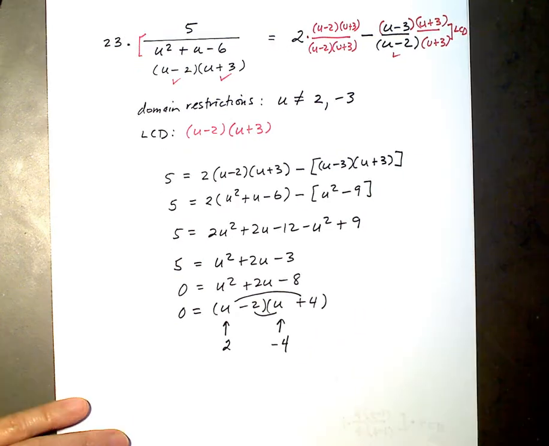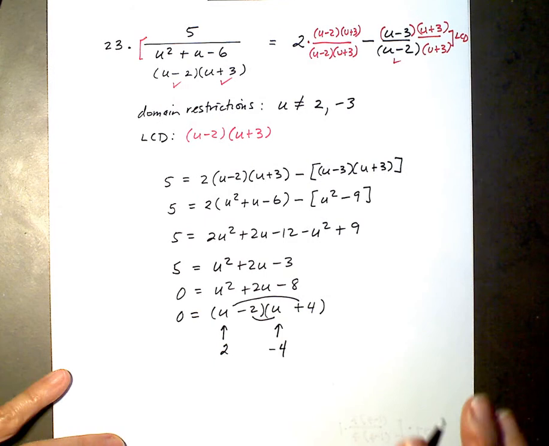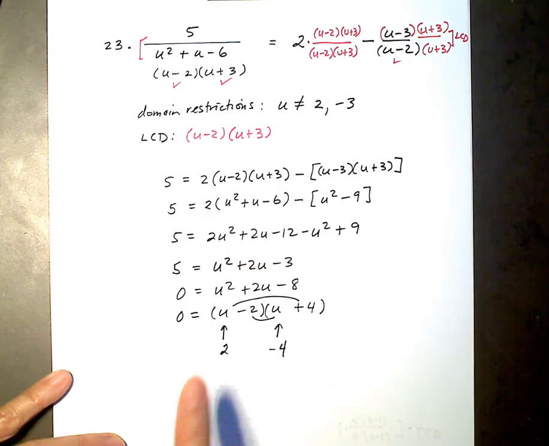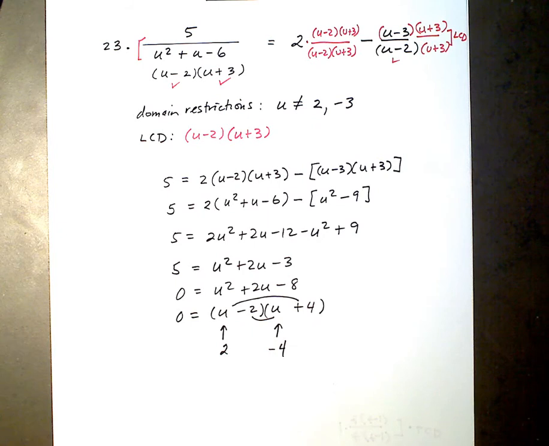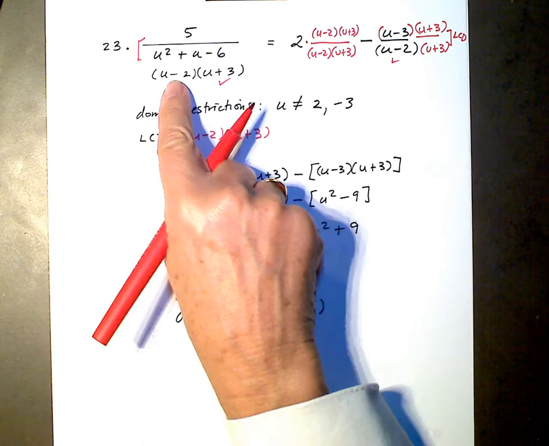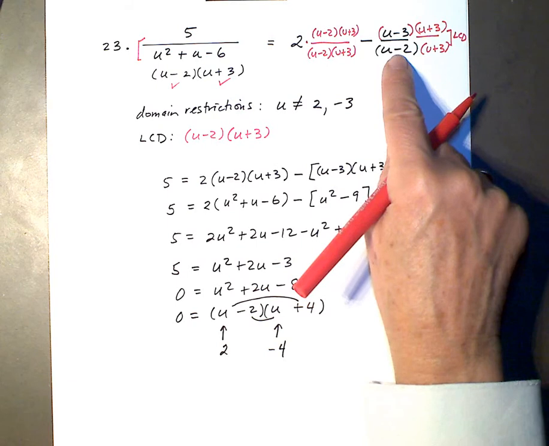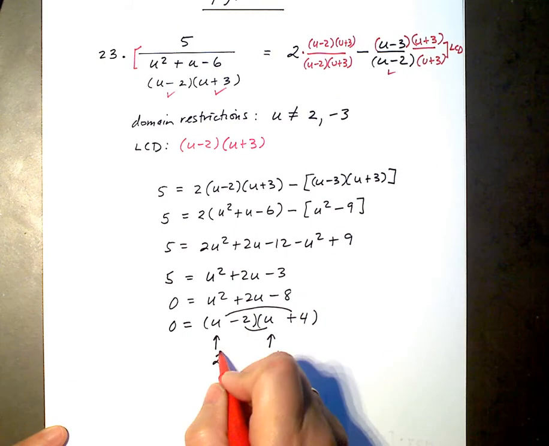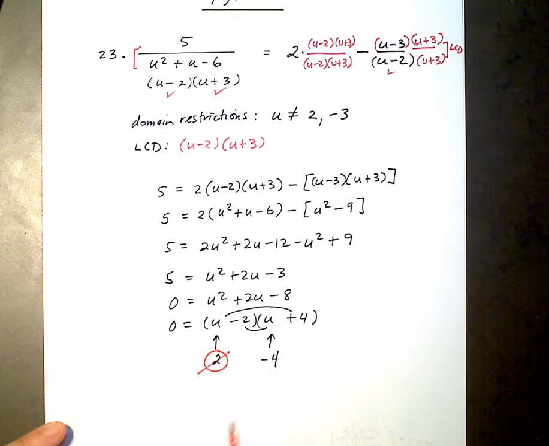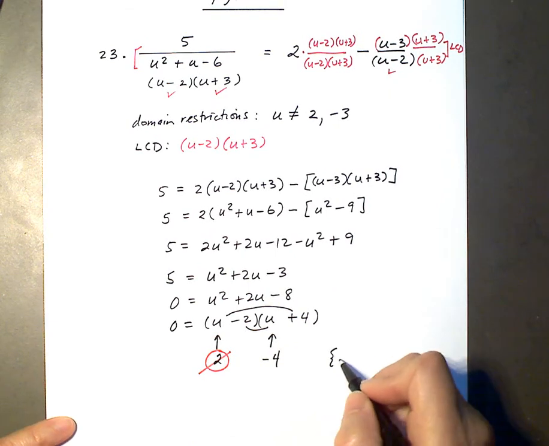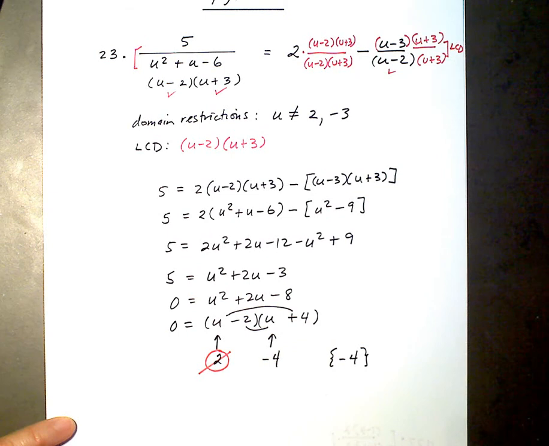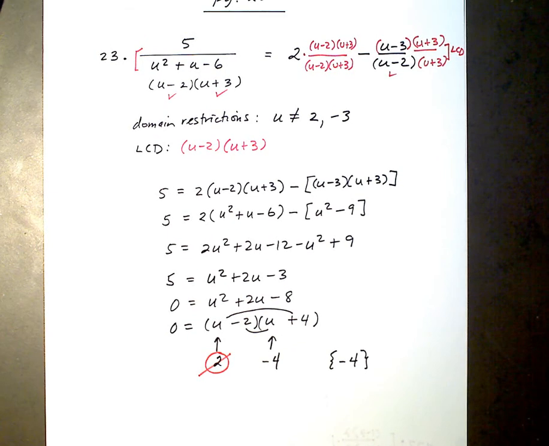So I need to check both of those, and I look up, and in fact 2, it can't be 2. It's a domain restriction, because that's going to make this denominator 0 and this denominator 0 if u is equal to 2. So I have to purposely show that I reject that 2. And the solution then is just negative 4. And I would leave that to you to plug that in and check it in the original equation. And that is it.